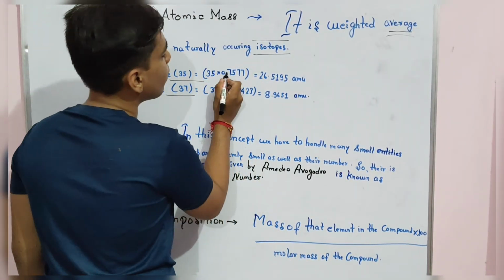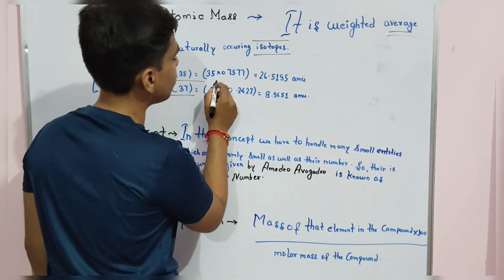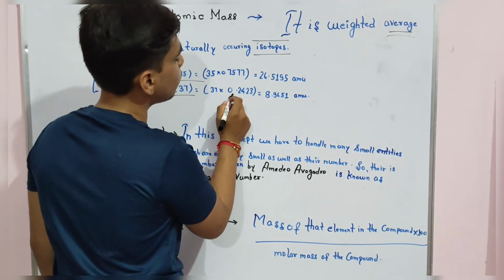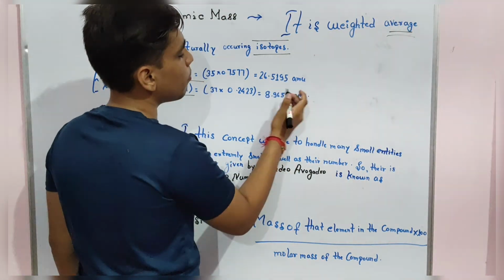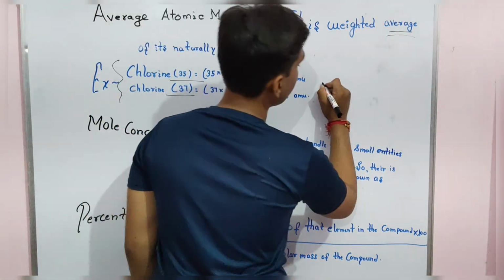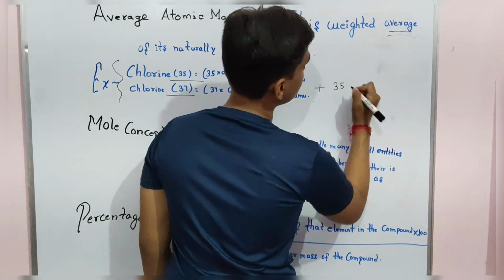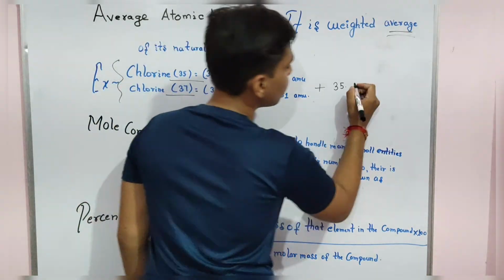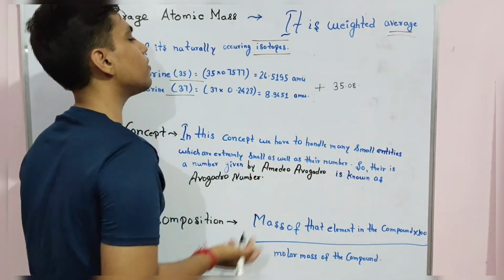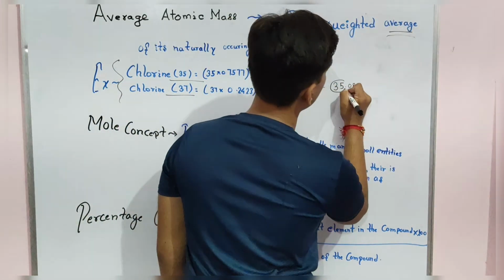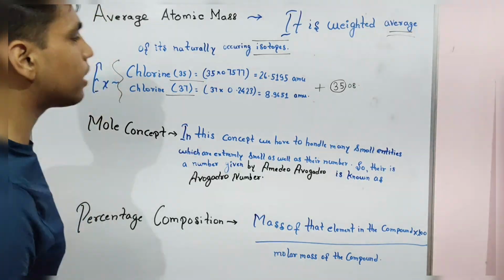So here we calculate the isotopes: 0.757 multiplied by 35, and similarly 37 into 0.243, because both chlorines are different, so their atomic masses will be that, and both will be added to find the average. So this will be something like 35.5. So we can take the atomic mass of chlorine as 35.5. So we know all that.